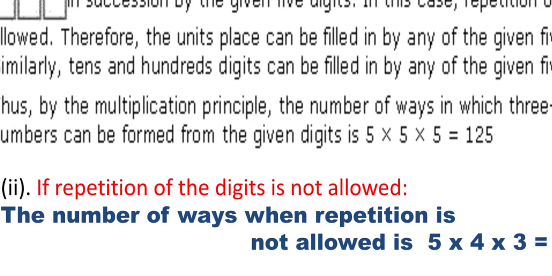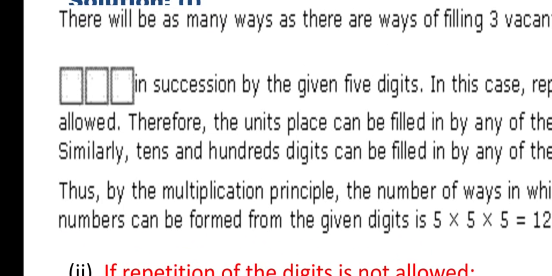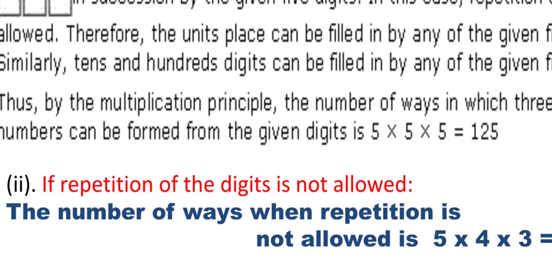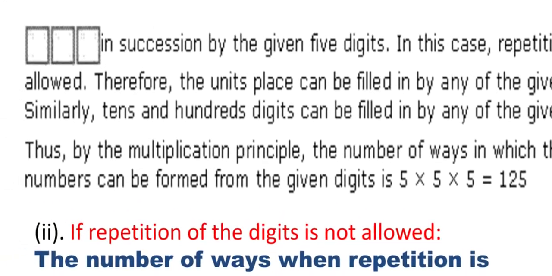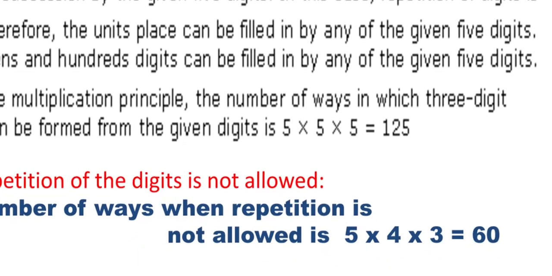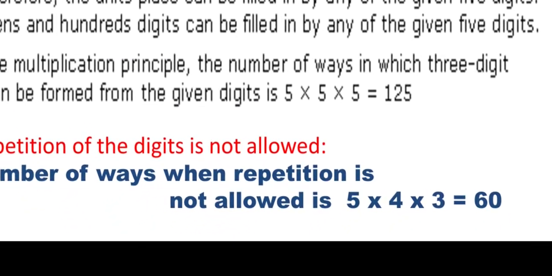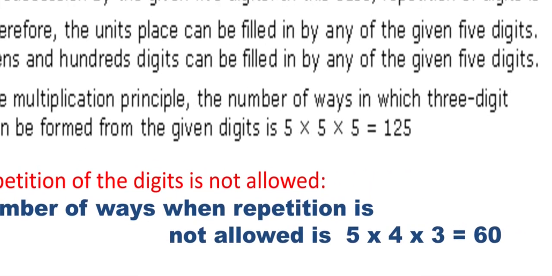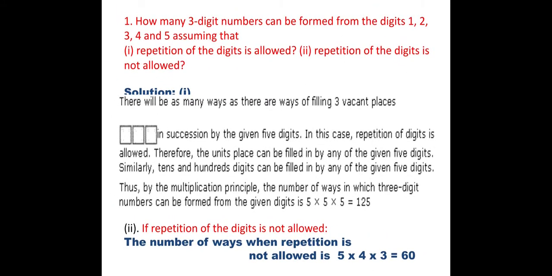In that case, when we fill up the 100 place by a number from 1 to 5, then the number we put in the 100 place we cannot put in the 10th and unit place, because repetition is not allowed here. So the first place can be filled in 5 ways, the second place in 4 ways, and the third place in 3 ways. So the total number of ways will be 5 into 4 into 3, which is 60 ways.